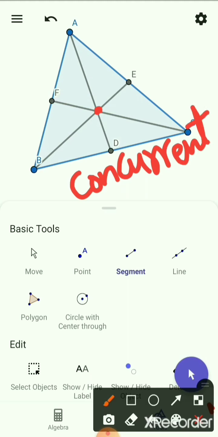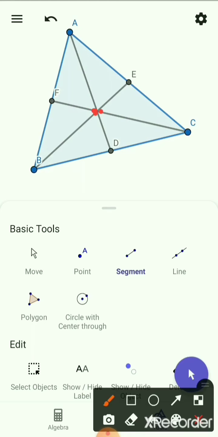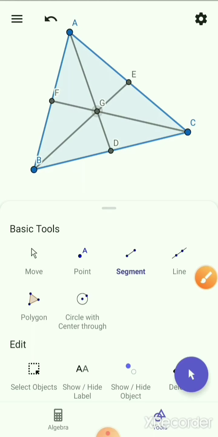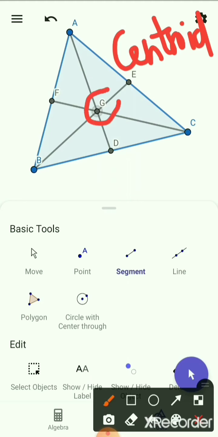If 2 or more than 2 lines are passing from one single point, then that one single point is called point of concurrence. And point of concurrence of medians of a triangle is called centroid. It is called centroid. Okay, so it is a centroid, and centroid is denoted by G. Always remember, centroid is always denoted by G. As you can see here, this is centroid, which is denoted by G.